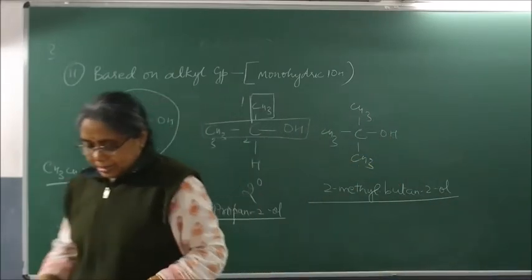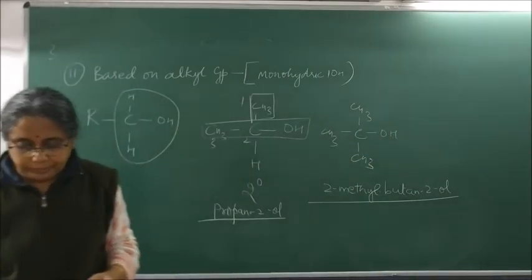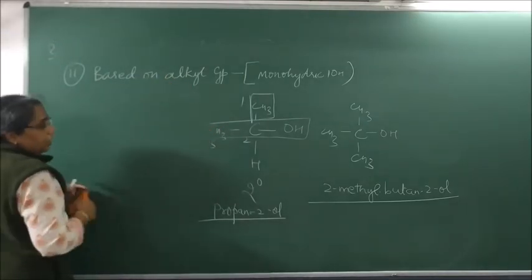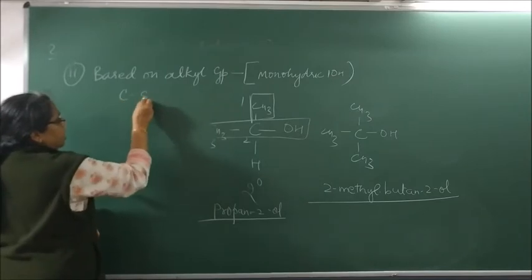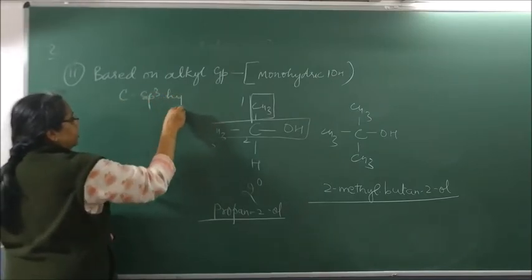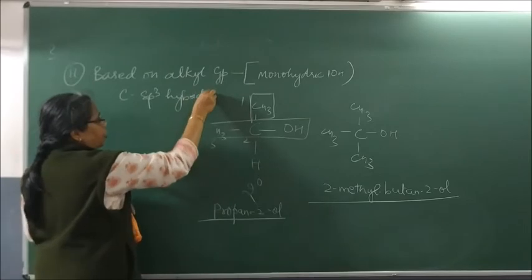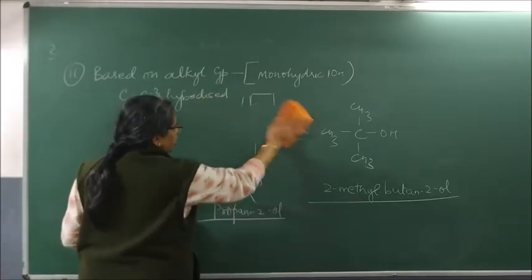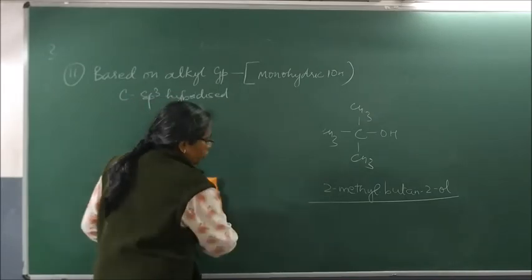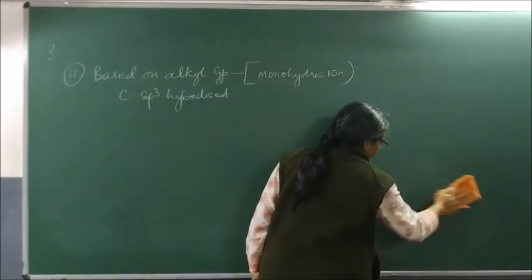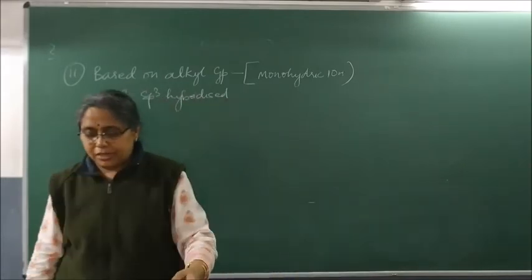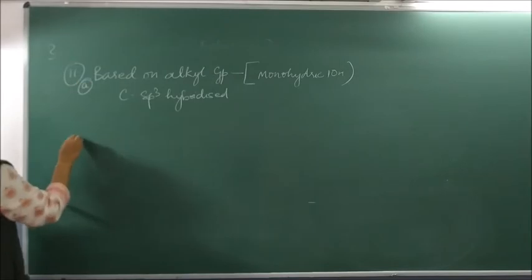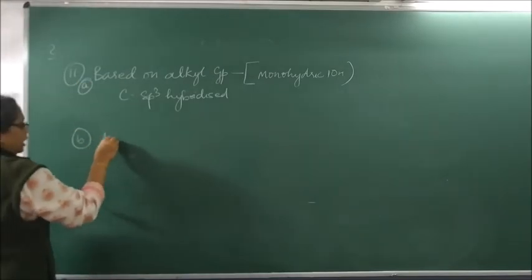Now let us go and see allylic alcohol. Please write, based on alkyl group, the carbon here is what hybridized? sp3 hybridized. Please write in your notebook, when you say based on alkyl group, we are only talking about the carbon to which OH is attached, which should be what hybridized? sp3 hybridized. Now, that was the first part. Now the second part of it is called what alcohol?